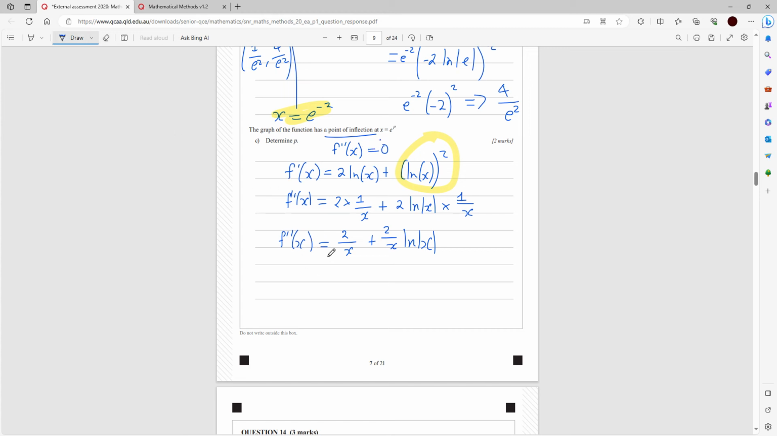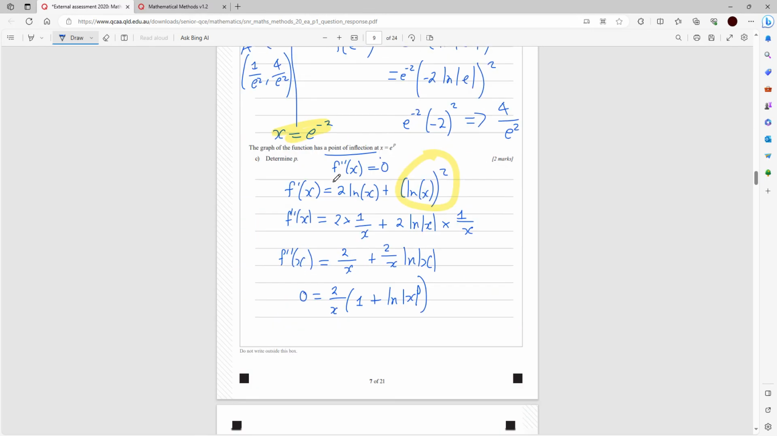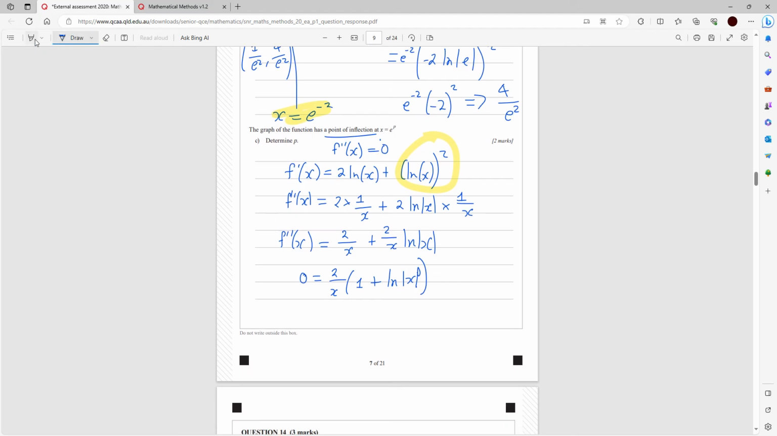Alright, so point of inflection, set this whole thing equal to 0, and I can take out a factor of 2 on x if I wanted to. So I have 1 plus natural log of x. What this statement is saying is this multiplied by this must be equal to 0. That means this needs to be 0 or this needs to be 0. So we can get rid of this bit by dividing both sides by 2 on x. So we have 0 is equal to 1 plus natural log of x. Negative 1 is natural log of x.